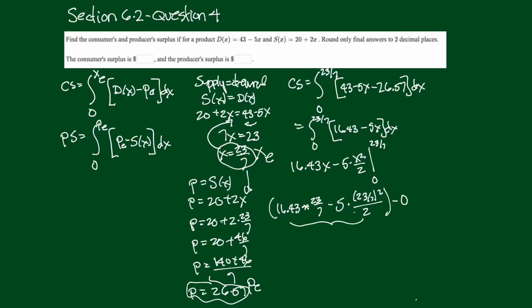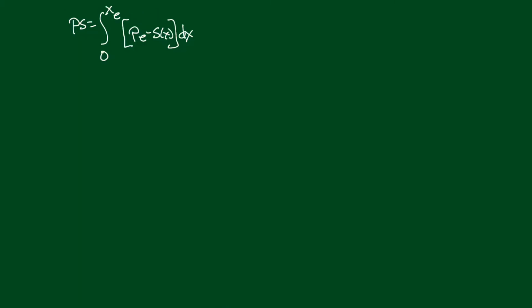Now we need to compute this. Calculator or Wolfram Alpha. And I am getting 26.99. So my consumer surplus then is $26.99. So let's go ahead now and get the producer surplus.